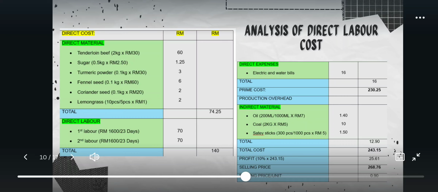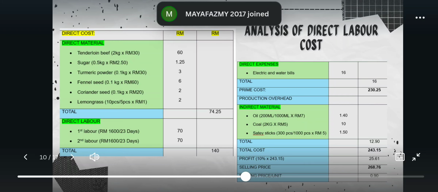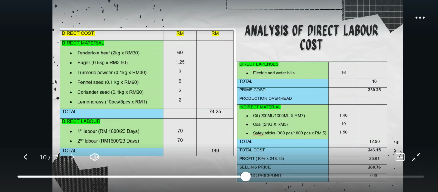And for production overhead with indirect material, the oil 200 milliliter divided by 1000 milliliter times by 7 ringgit. The answer will be 1 ringgit 40 cents. And for coal, 2 kilogram times 5 ringgit will be 10 ringgit. And satay stick 300 pieces divided by 1000 pieces times 5 ringgit is 1 ringgit 50 cents, and the total will be 12 ringgit and 90 cents.